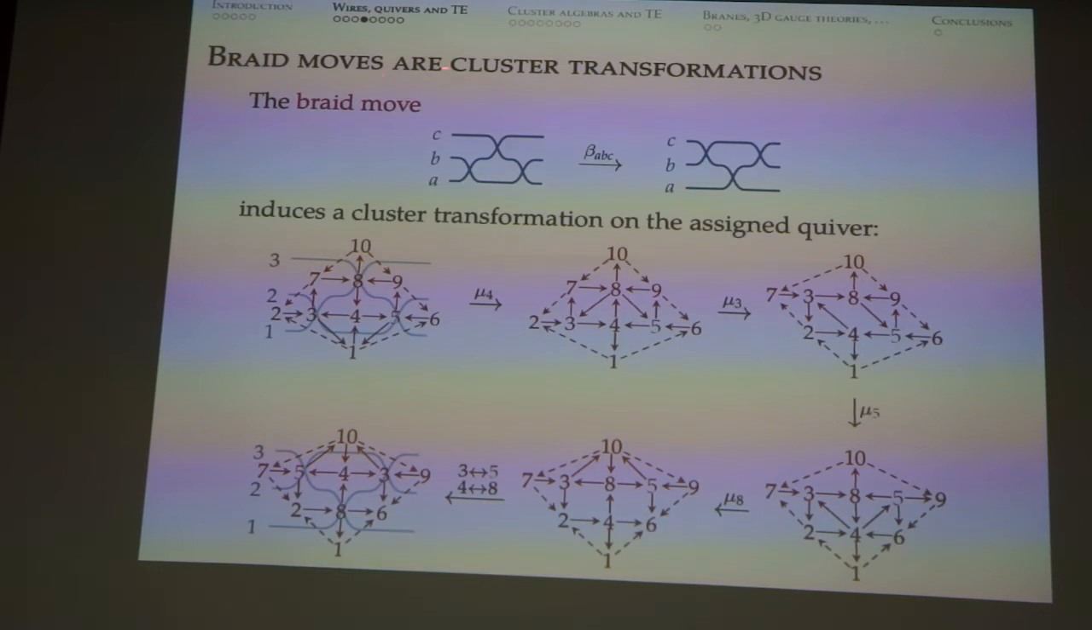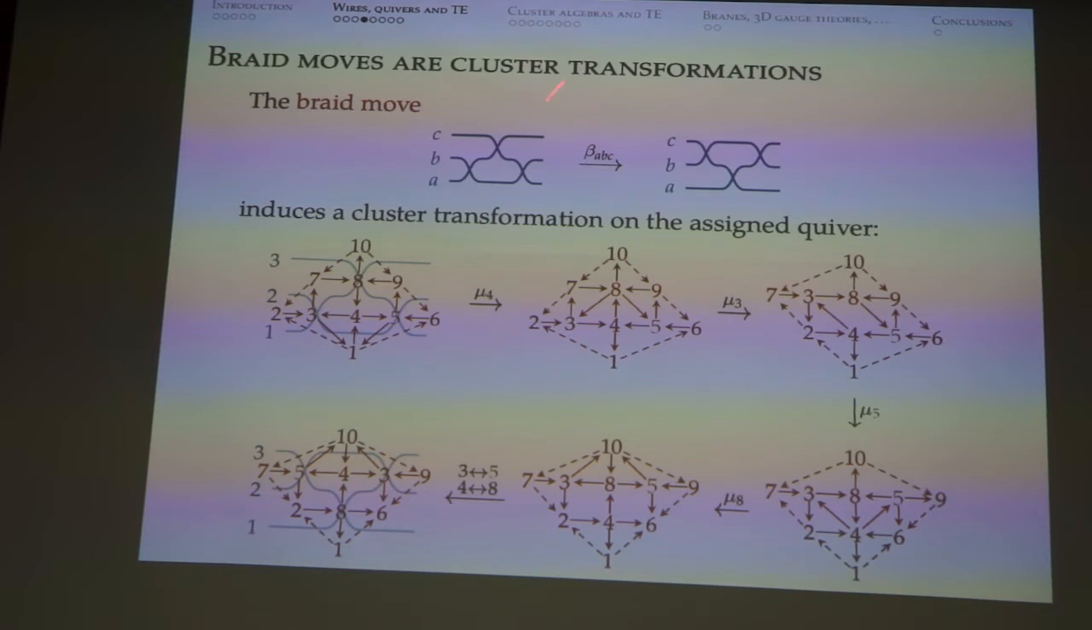So the point is, there is an operation called the braid move, which I can apply to a wiring diagram. If you have wires a, b, c, and they make this pattern, then you can apply this braid move beta a, b, c, and you obtain this new pattern. You take the middle wire b, you move this part up, and you get this one. And this induces a transformation of the associated quivers.